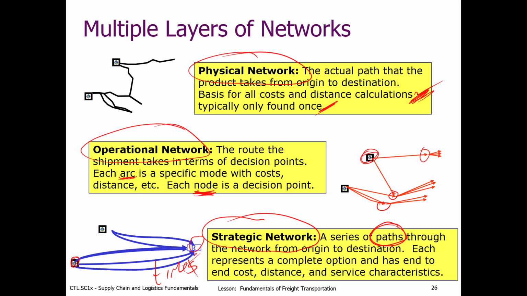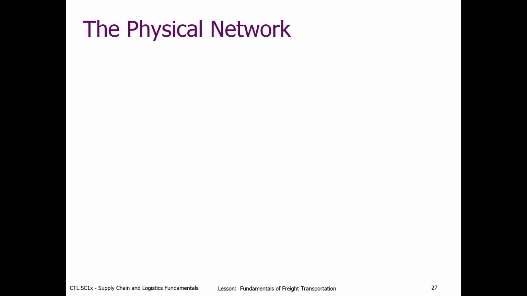Now, there are other networks that are available, especially if you're a carrier. You can think, if you have crew or drivers to schedule, they will move in a certain network. You can think of the vehicles themselves, how they get redistributed back. They operate in a different network as well. But we're going to focus on just these three: the physical, the operational, and the strategic. So let me talk about them just really quickly.